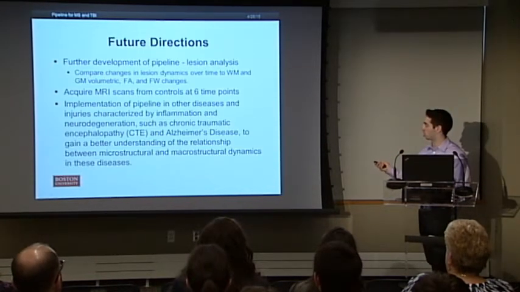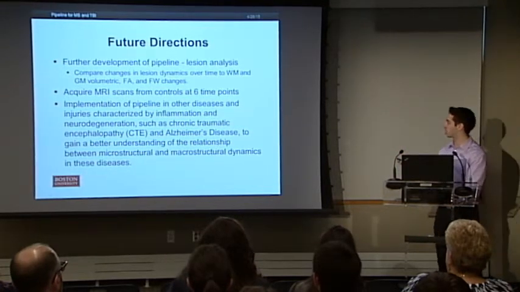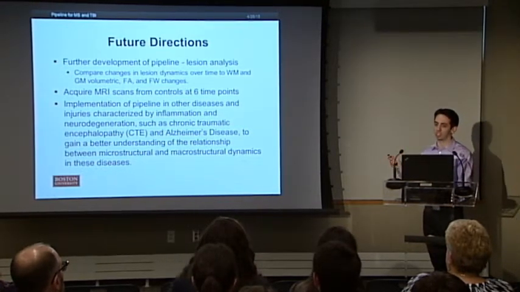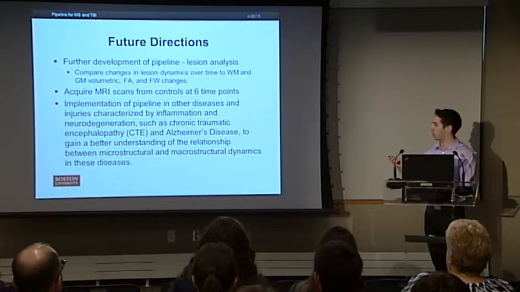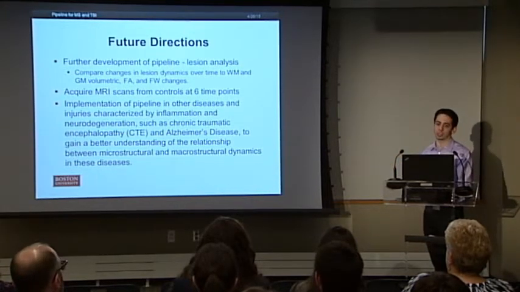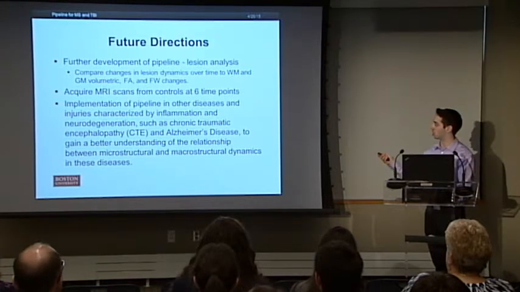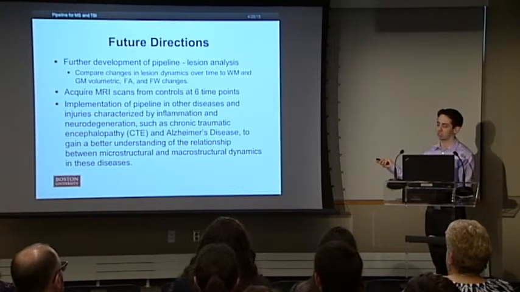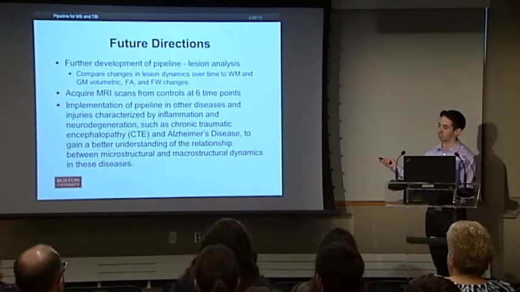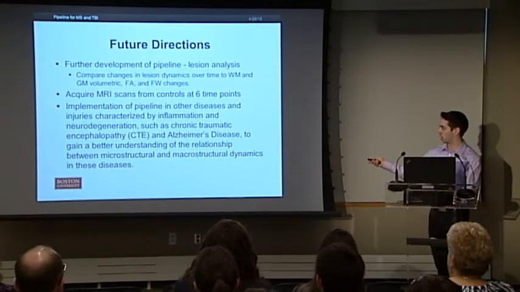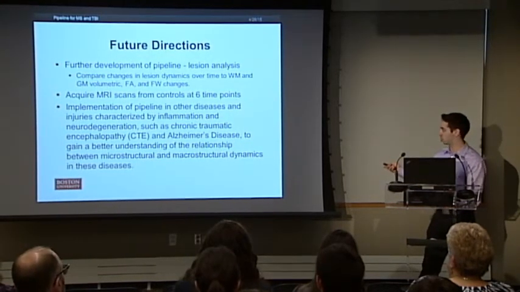So, future directions: we have to do lesion analysis. I would like to get controls to compare to the MS patients, and I want to implement this pipeline in other diseases. I did MS, I did TBI. It would be cool to do this in chronic traumatic encephalopathy, which is the disease with the NFL players, and in Alzheimer's disease, to gain a better understanding of the relationship between these measures.